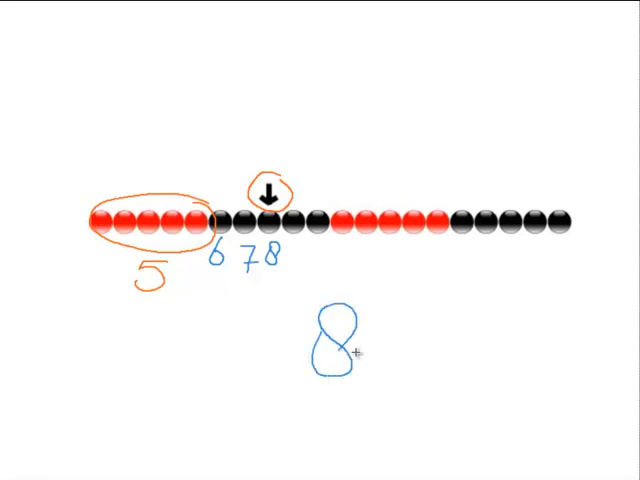We know that we already have 5 red beads. So we are not going to count the red beads. We are just going to count forward from 5. We start with the black bead, which is 1 more than 5, so 6, 7, and 8. The answer to this question is that 8 beads are indicated up to the arrow.